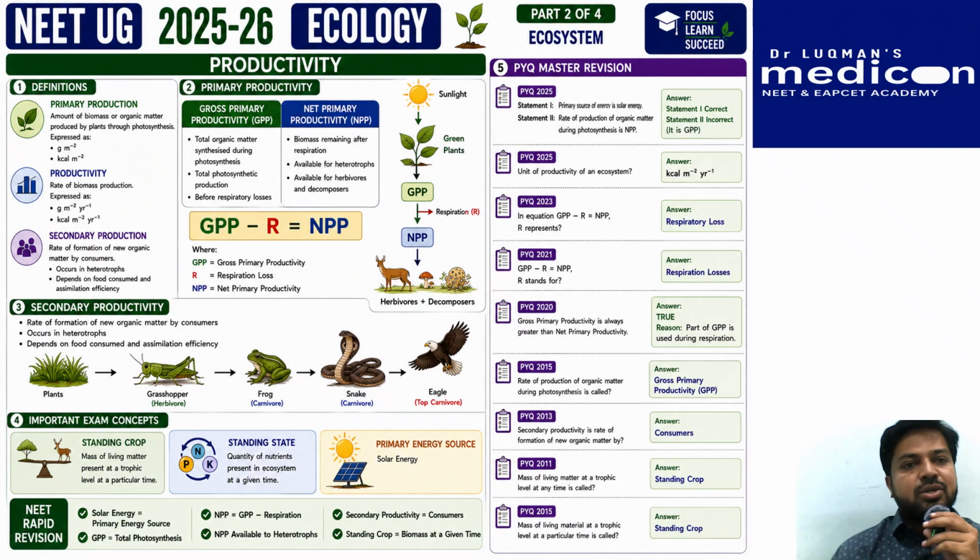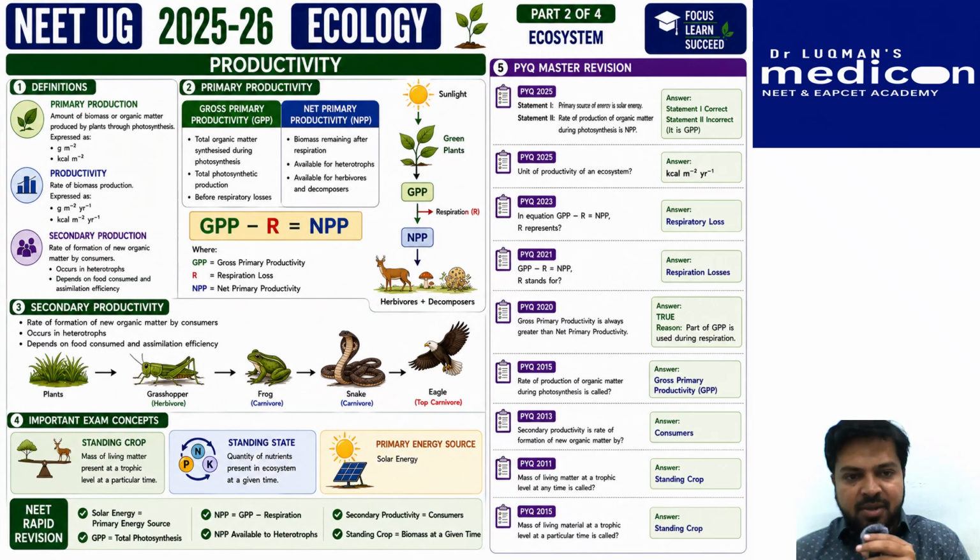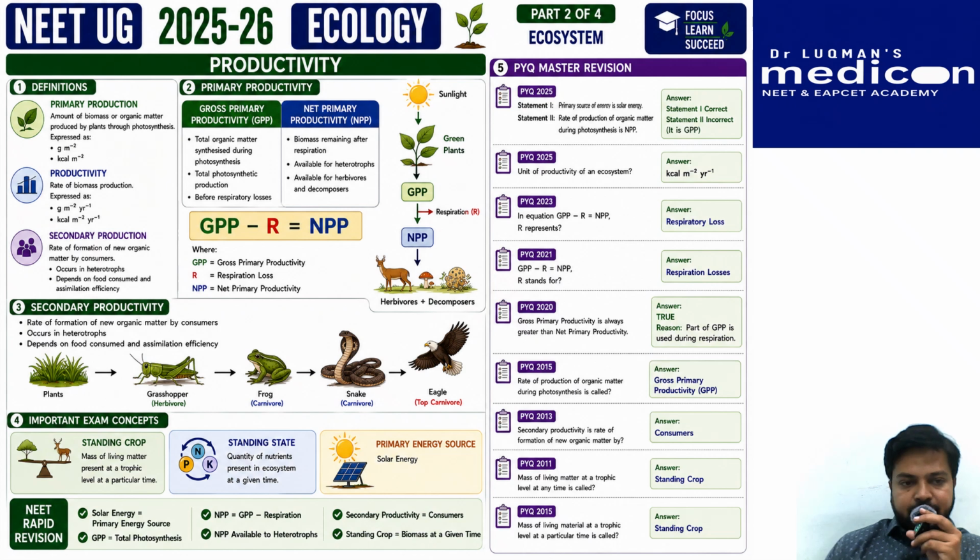Now let's see what secondary productivity is. The rate of formation of new organic matter by consumers is called secondary productivity. It occurs in heterotrophs. Why does it occur in heterotrophs? Because it is by consumers. We are talking about the formation of new organic matter by consumers. How it happens depends on food consumed and assimilation efficiency. For example, plants are consumed by grasshopper, a herbivore, and grasshoppers are eaten by frog, a carnivore. Frog is again eaten by snake, a carnivore, and snake is eaten by eagle, the top carnivore. Okay, now this is secondary productivity, you have to imagine.